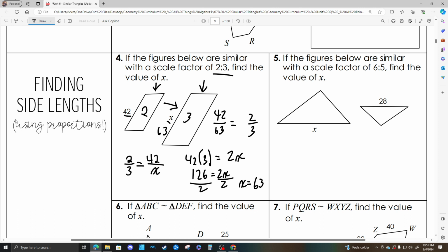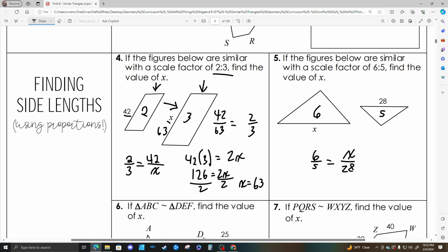If the figures below are similar with a scale factor of 6 to 5, find the value of x. Well, first of all, we have to know that this 28 is going to be matching up with this x, right? Because those are the only two sides we have. And we're saying a scale factor of 6 to 5. So it looks like we're going from the bigger one to the smaller one, right? 6 to 5. So the reason I write these in here is because it just helps me. If I know I'm going from 6 to 5, I'm also going from x to 28. You see how you can kind of look at it this way? For me, it just makes things a little bit easier.